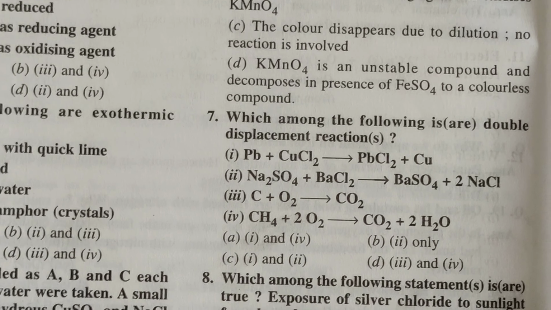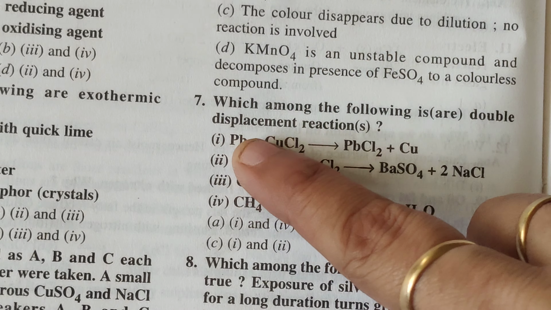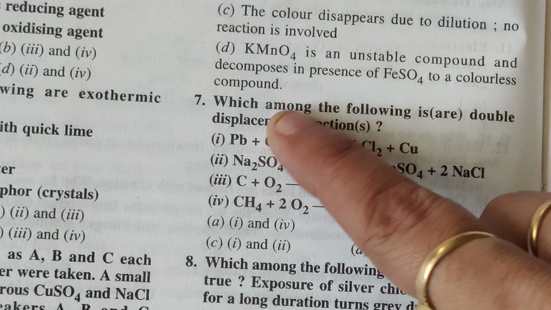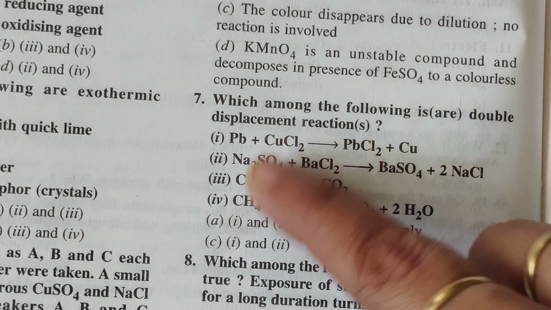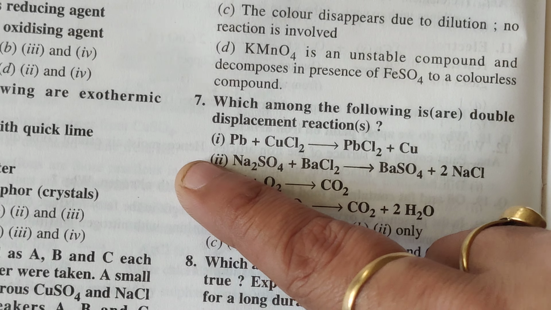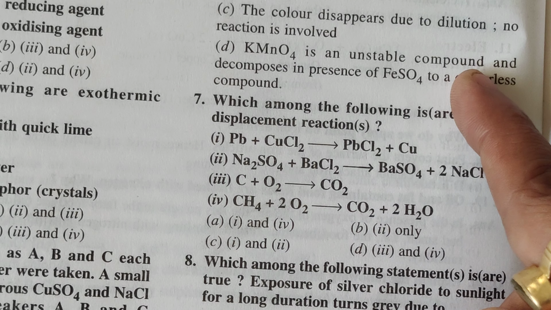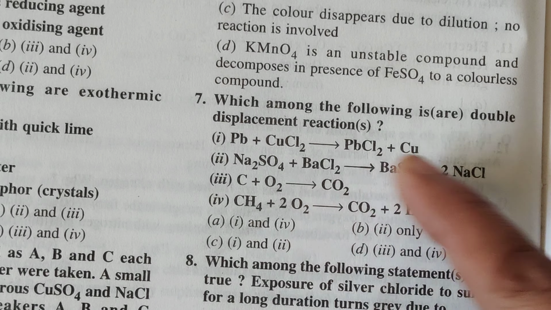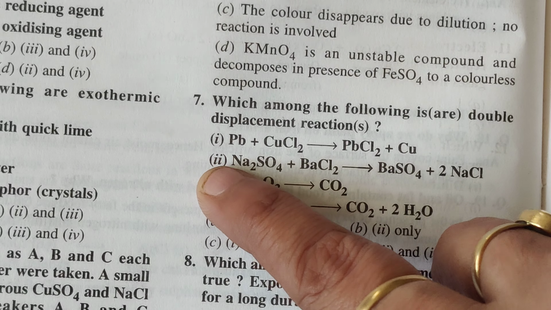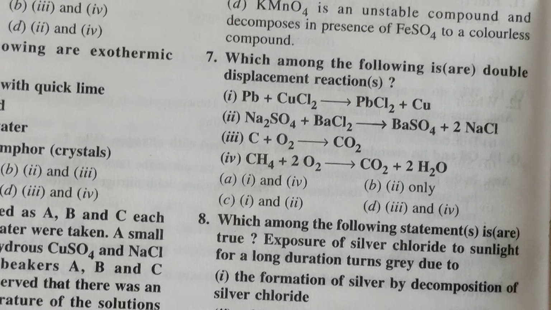Now next, which of the following are the double displacement reactions? Now first one here is a single displacement because one element is there and one compound is there. In second case, both are compounds and the products are also interchanging their positions. So second is a double displacement reaction. Now C plus O2 is a combination reaction and CH4 plus O2 is an oxidation reaction. So option 2 here only is the correct one, that is B option is the correct one here.